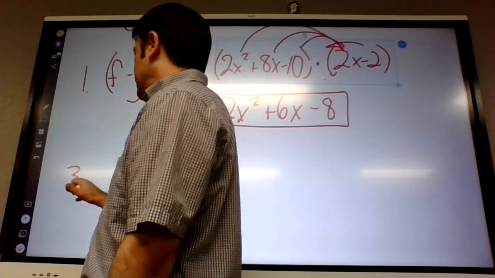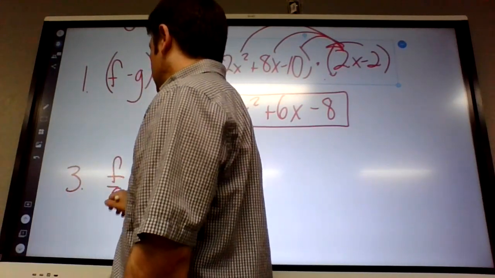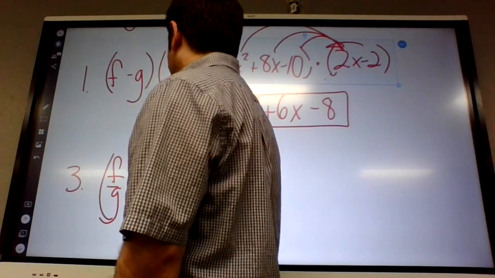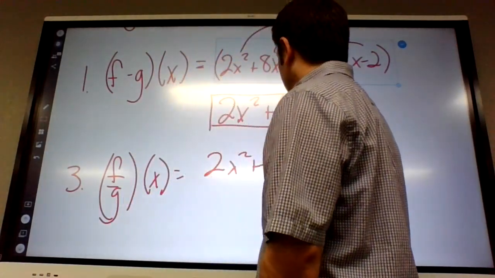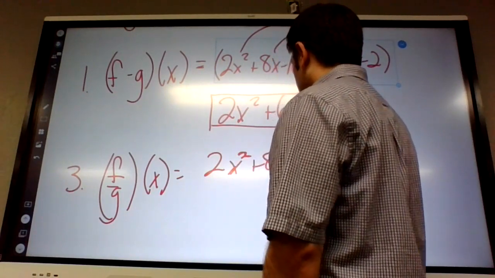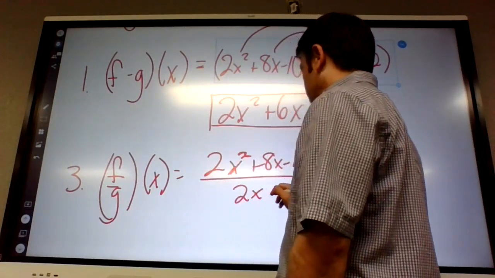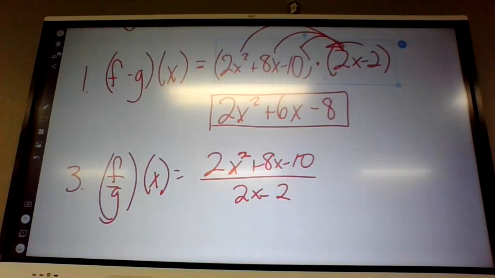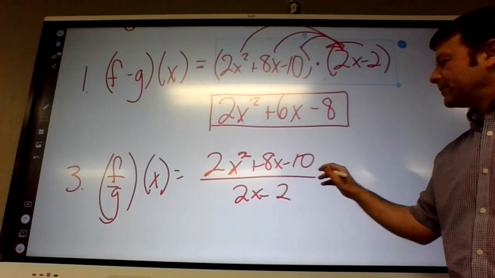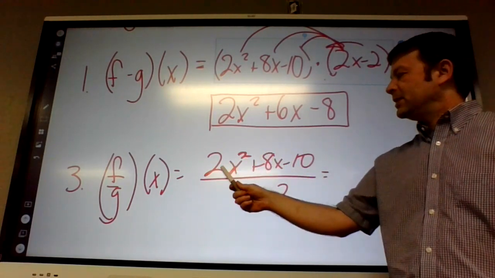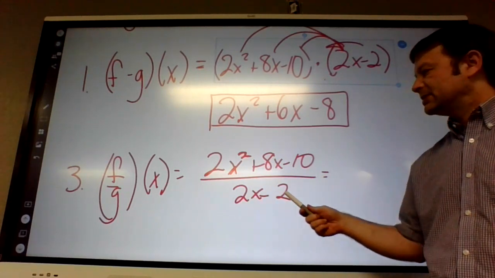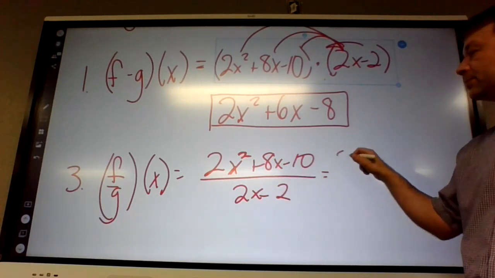Number 3, divide f by g. So, if we do that, 2x squared plus 8x minus 10 over x minus 2. Now, we could use long division, we could use synthetic division, but the easiest way to do these, because it's going to come out nicely, is factoring. You guys notice anything about all these terms? Two. Yeah, so I'm going to take a 2 out of all of them.